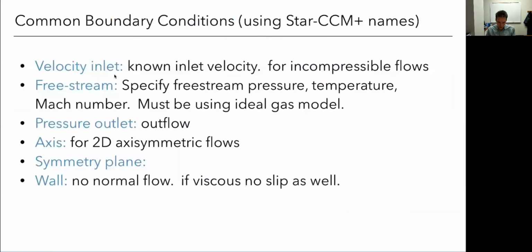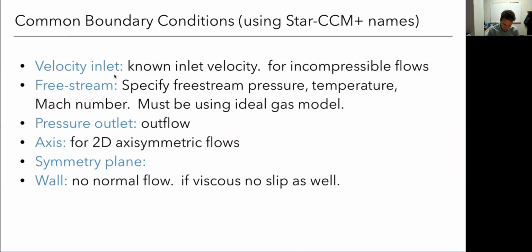Let's talk about boundary conditions. These are kind of the general ones you'll see. There are more specific ones, and I'm using the names from Star CCM, but your package will have different names that mean the same kind of thing. So one for incompressible flows is what we call velocity inlet. It's an incompressible flow, so all I need to specify is a velocity. If I'm going to compressible flow, then velocity is insufficient, so I would specify like a Mach number, a pressure, and a temperature.